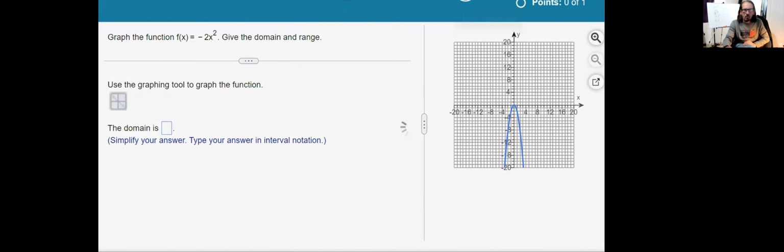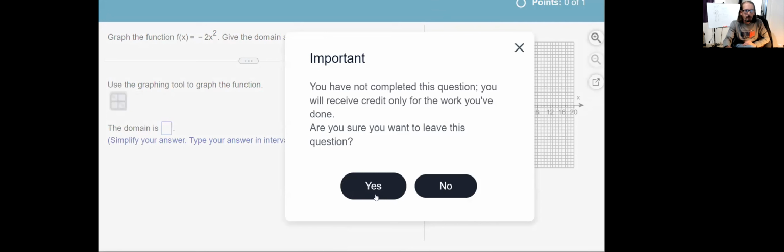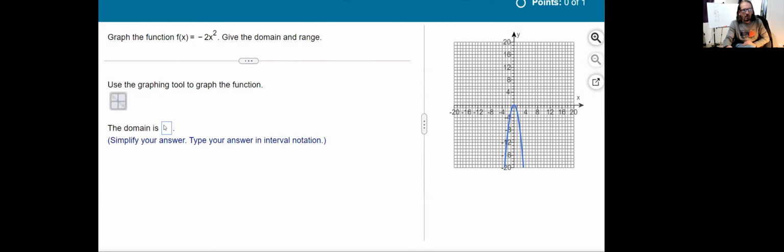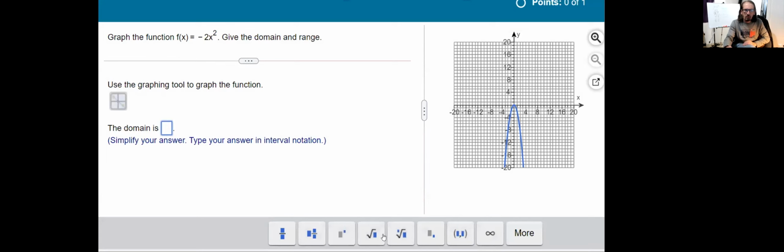So now, oh, okay. The domain. All right. So I already said that that would have to be -infinity to +infinity. That is the domain of any polynomial function. And careful there. Make sure you're in that little blue box before you get the infinity.